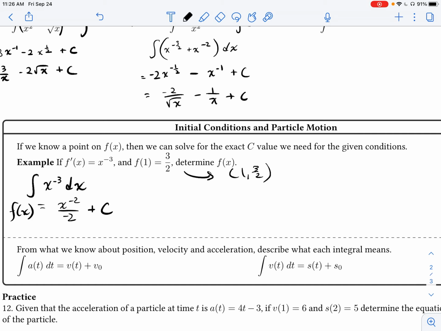Well, I know that my function has to go through this coordinate, so I'm now going to solve for the c value such that this is going to be the case. So I know my y is 3/2. I know my x is 1.